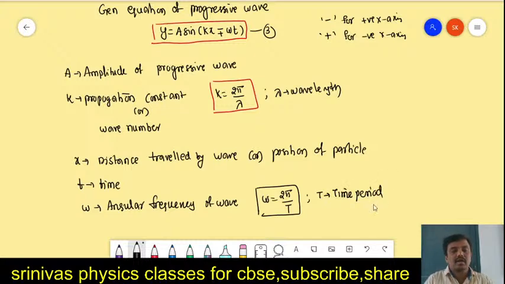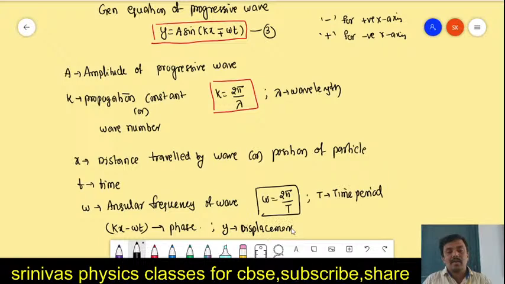And this bracket, the complete angle, also has a name. This kx − ωt is called the phase. I explained every term in this. Okay, what is y here? Displacement of the particle. These are the terms which are present in the progressive wave equation.